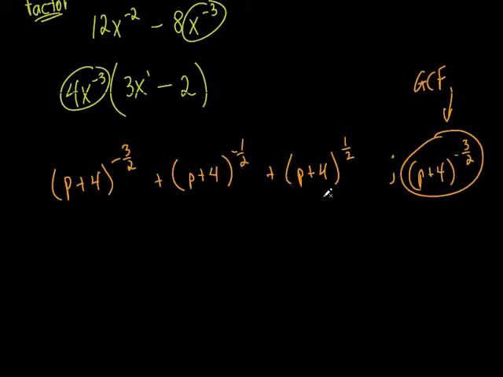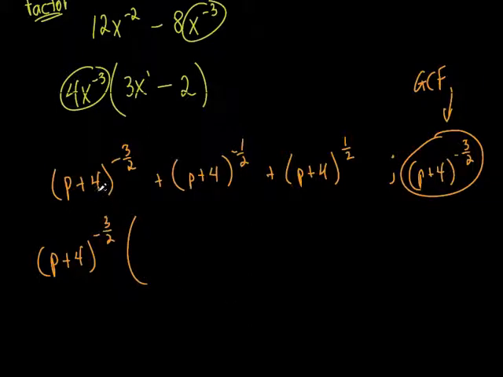The largest? The smallest one. Okay, it's technically the smallest one because negative 3 halves is negative 1.5. That's the smallest number out of these 3 exponents, isn't it? All right. So they told you what the greatest common factor was. So that was nice of them. So let's do that. Let's factor that out, and let's see what's left over.